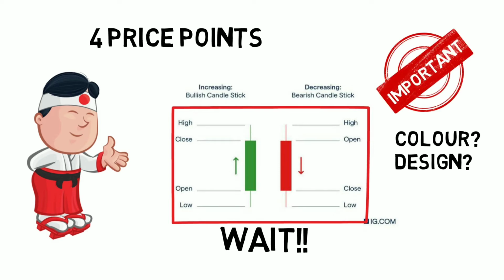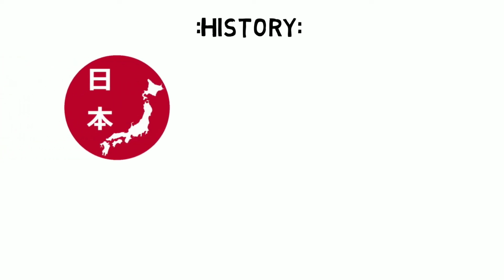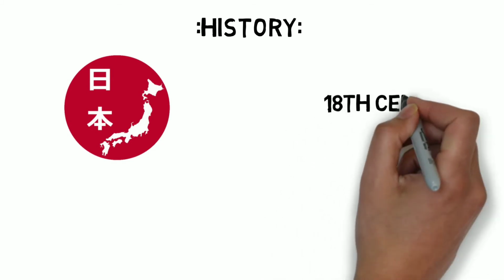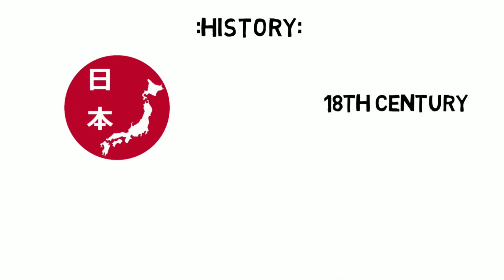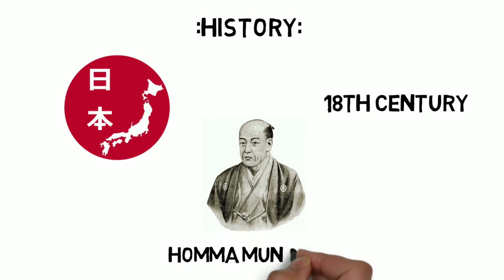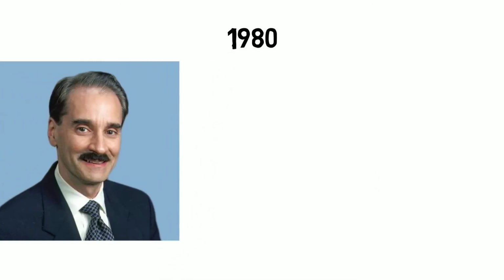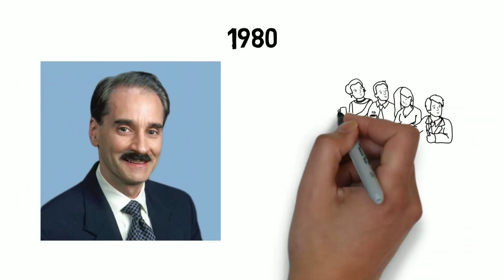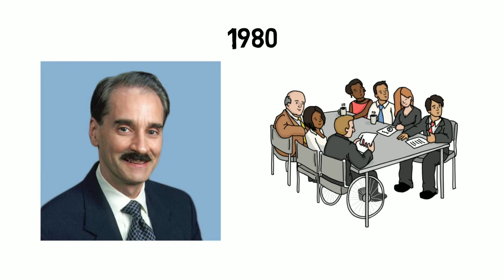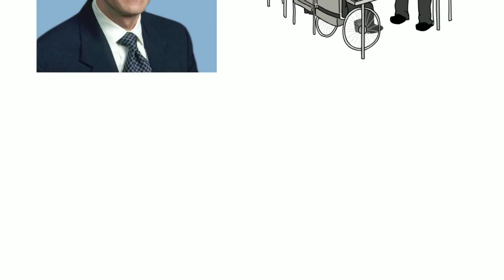But before jumping into this topic, let's learn a bit of the history of the candlestick. As its name suggests, it originated from Japan and was discovered in the early 18th century by a rice merchant named Homma Munehisa. It came to the Western world in the 80s through Steve Nison during a conversation with his Japanese colleague. That's enough for history.